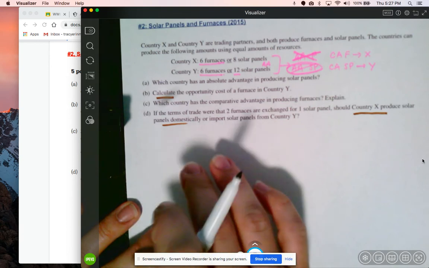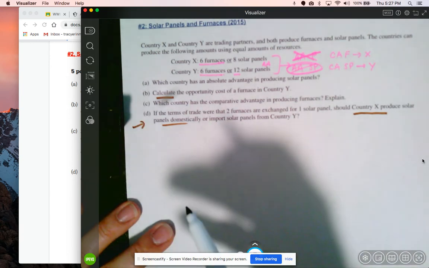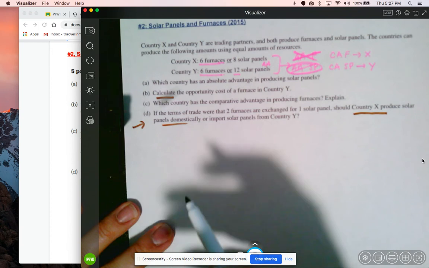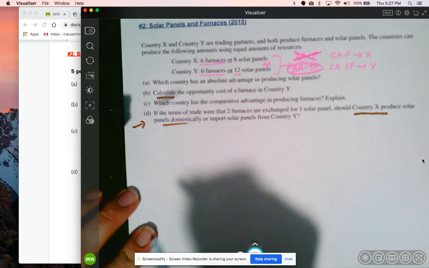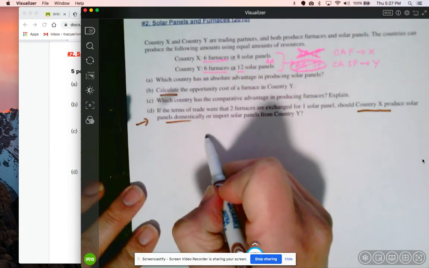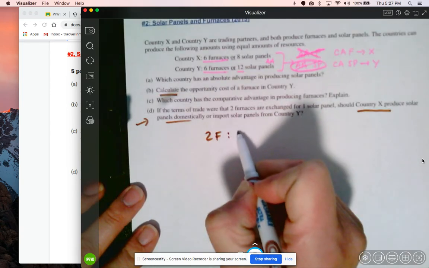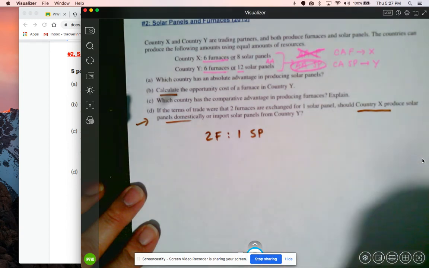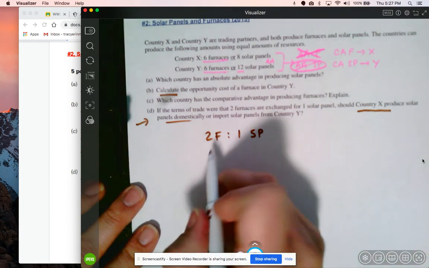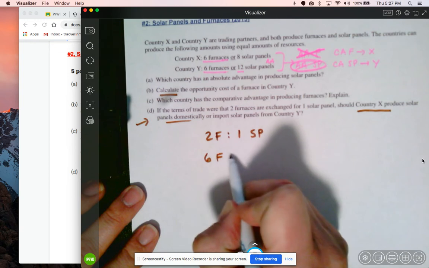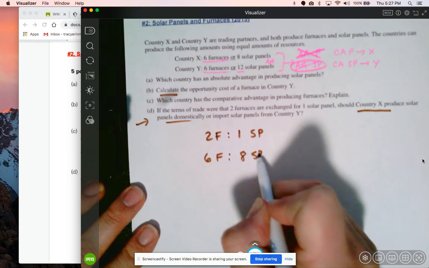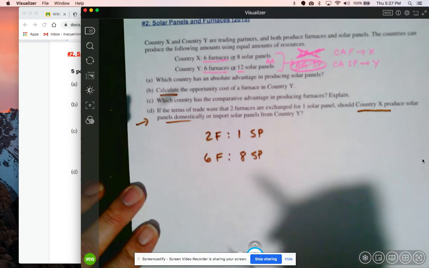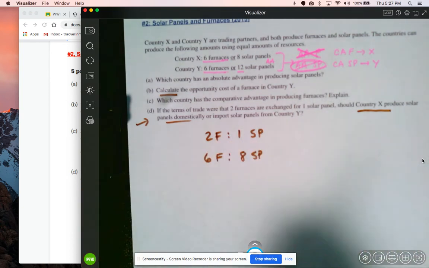This type of thing, this terms of trade thing, tends to make students a little nervous. And I'm here to tell you it's really not that difficult as long as you know how to do it. So they're talking about 2 furnaces to 1 solar panel. What I know right now is that country X is making 6 furnaces domestically and 8 solar panels. So is the 2-to-1 deal better for them or not?